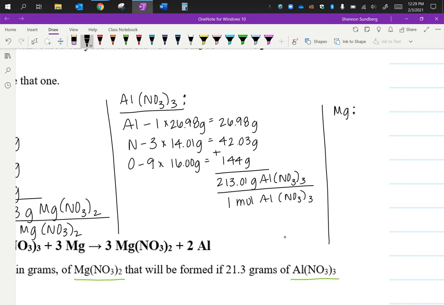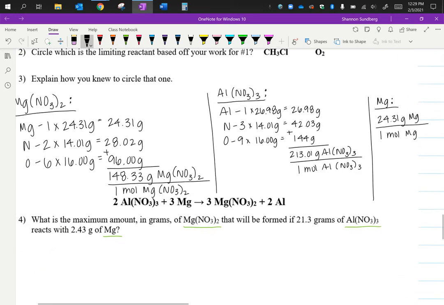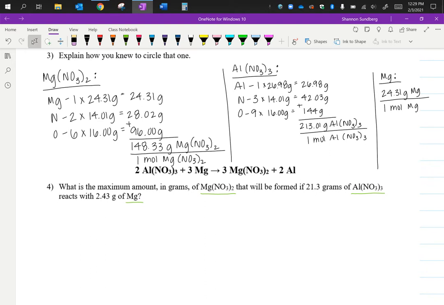The last substance is just magnesium. These ones are the easiest ones because all you have to do is find the mass from your periodic table. So magnesium is 24.31 grams, and that's equal to 1 mole of magnesium. Okay, so we front loaded a bunch of information, and hopefully that'll make our life a little easier when we're doing this calculation. So the first reactant that we're asked about is Al(NO3)3.